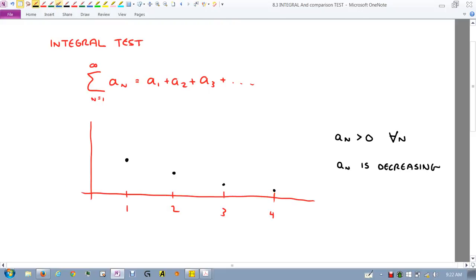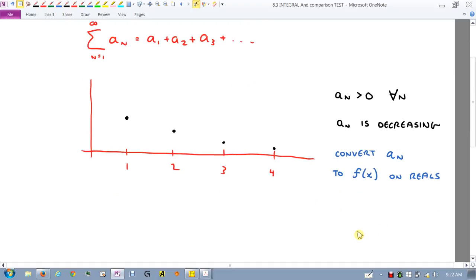Then do you agree that if we can somehow rewrite a sub n as a function instead, I'm going to put f of x. If we convert a sub n to f of x on reals. So we did this before. Remember when we were trying to do L'Hopital's rule on a sequence, and we couldn't do L'Hopital's rule because a sequence is not a continuous function? So what we did is we said, oh, there's a theorem that says if whatever the function does, the sequence must do also, right? We're going to do the same sort of thing here.